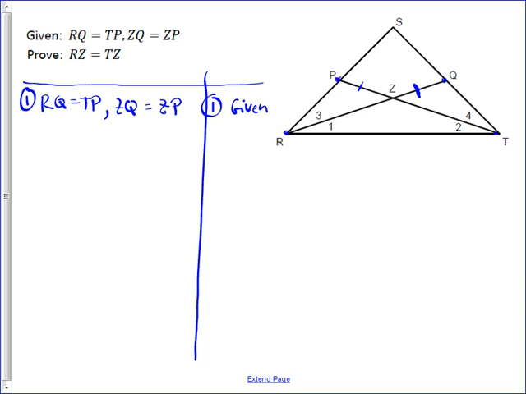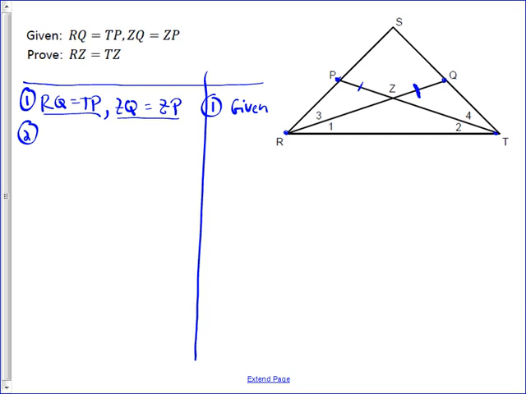Using logic, it's pretty easy to see that RZ and ZT would be the same. That's not a hard thing to see, so we just have to go through and prove it. And the way that we prove it is using segment addition. So we start by defining the two segments that are there. We can either do these two segments or these two segments, but it obviously makes sense to do RQ and TP because they're the longer segments.